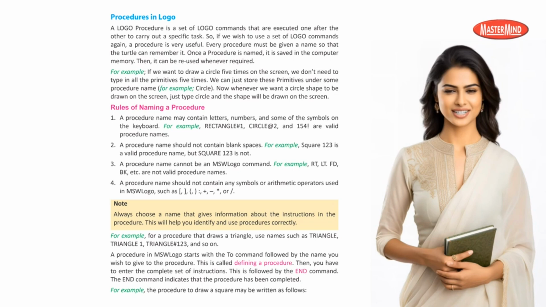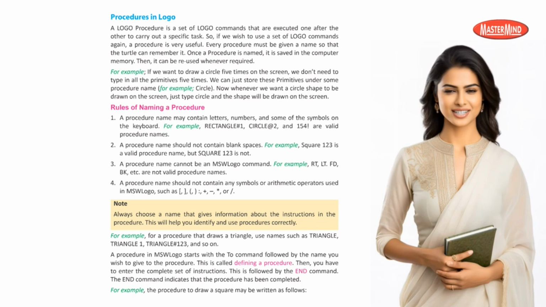For example, for a procedure that draws a triangle, use names such as triangle, triangle1, triangle123, and so on. A procedure in MSW Logo starts with the TO command followed by the name you wish to give to the procedure. This is called defining a procedure. Then, you have to enter the complete set of instructions. This is followed by the END command.